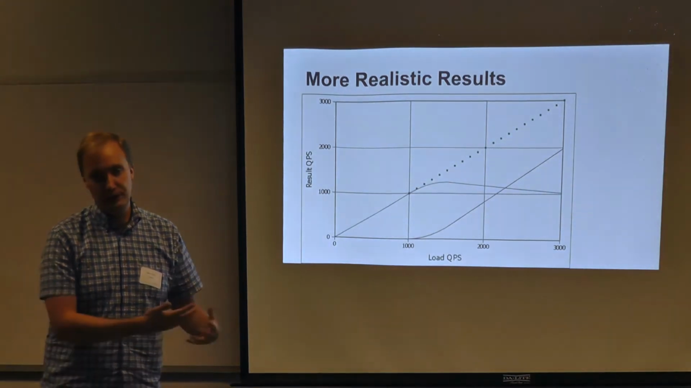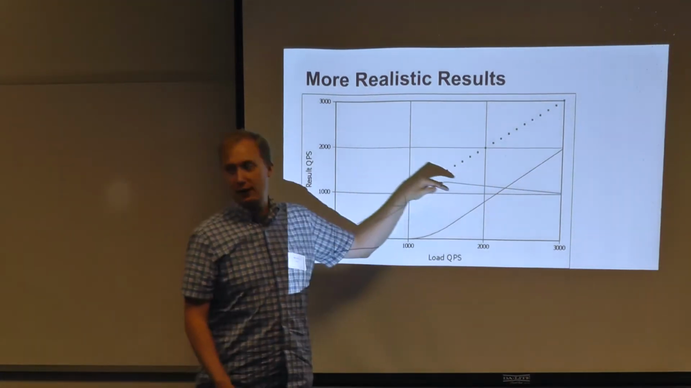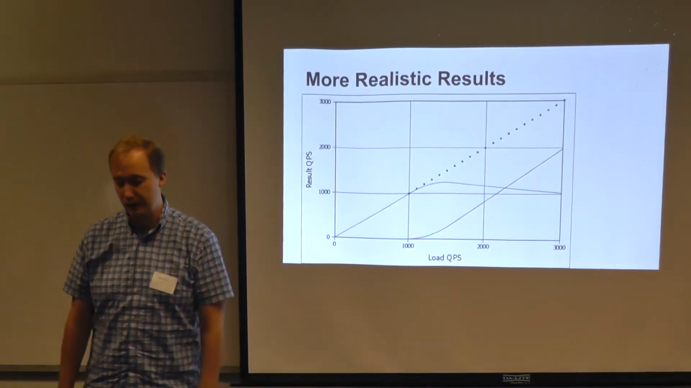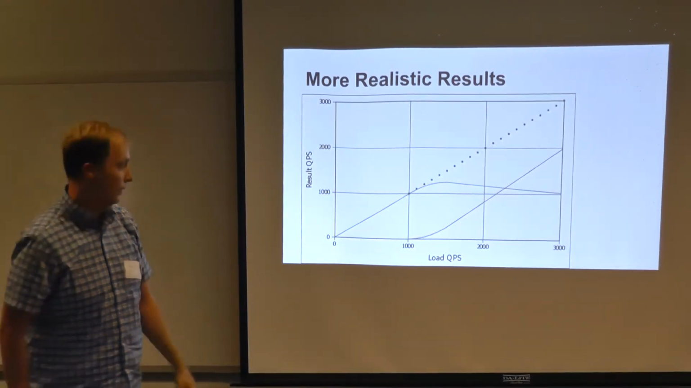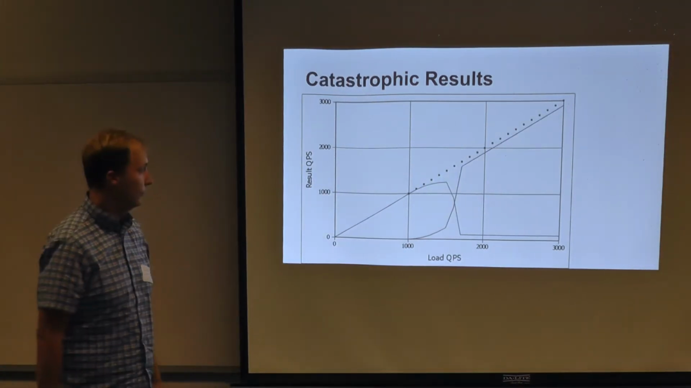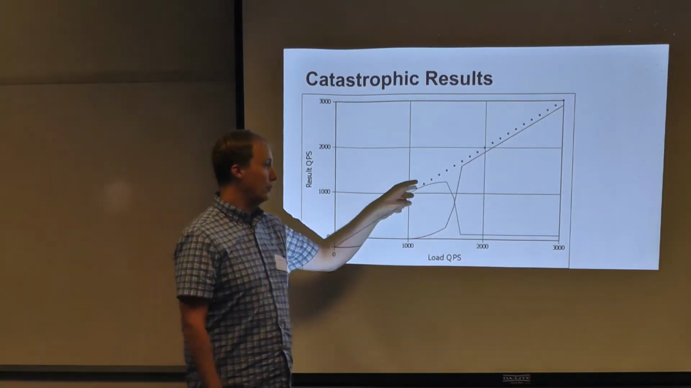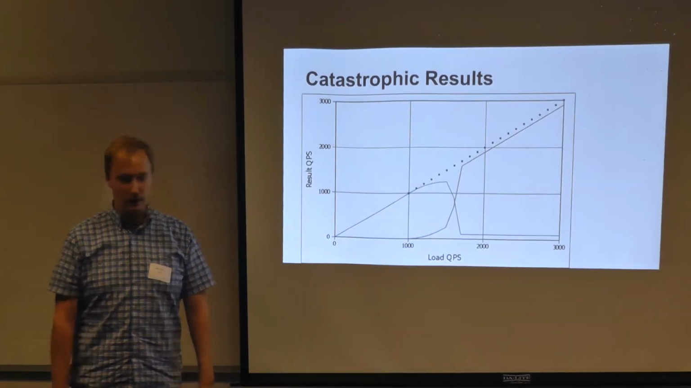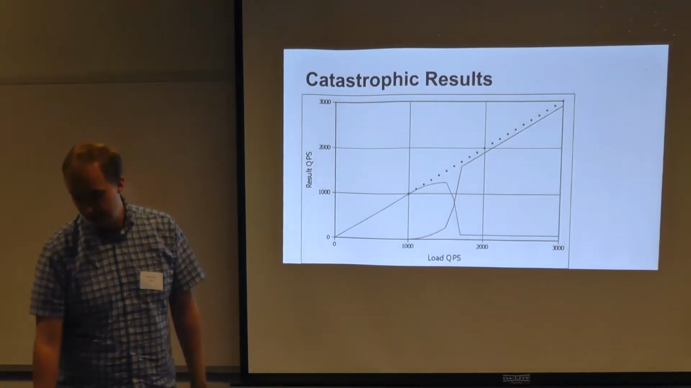More realistically, it tapers off because the rate of successful requests starts dropping, because it takes some work to reject requests, and your rate of failure goes up. But oftentimes you end up seeing something like this, where you reach a point and then boom, everything crashes and burns. And that's really catastrophic.